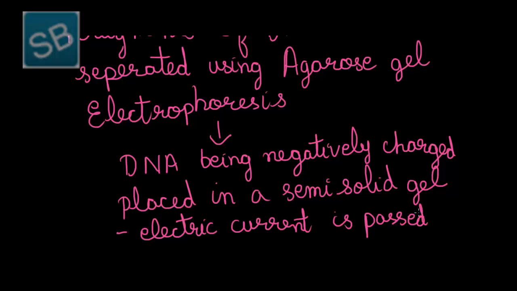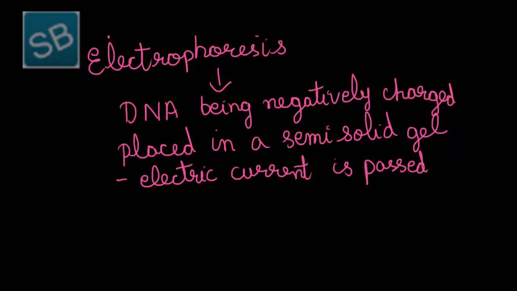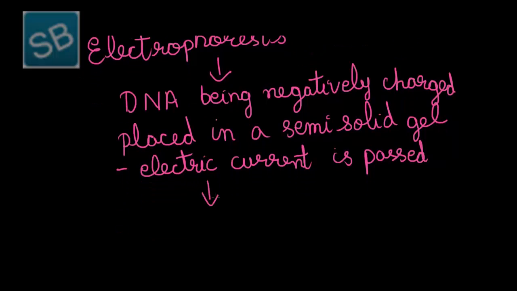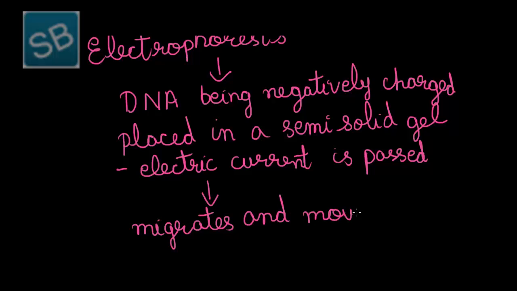This thereby results in the formation of an electric field that is applied to DNA molecules, as a result of which they migrate and move towards the positive pole, that is, towards the opposite side, as a result of which the fragments get separated.